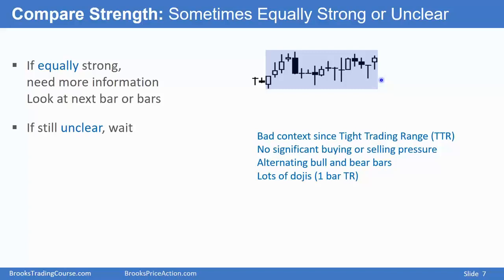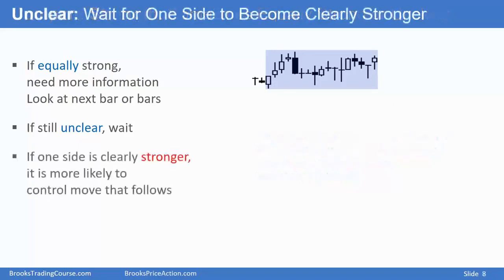The range is so tight, very difficult to make money, even for scalping, even with limit orders. There's no significant buying or selling pressure. Alternating bull and bear bars, prominent tails, small bodies, lots of little dojis, a very tight trading range, better not to trade. Is one side clearly stronger here?